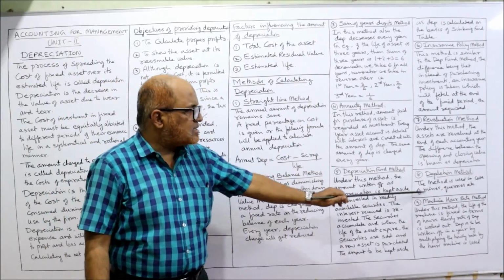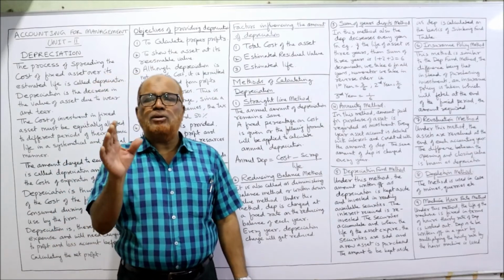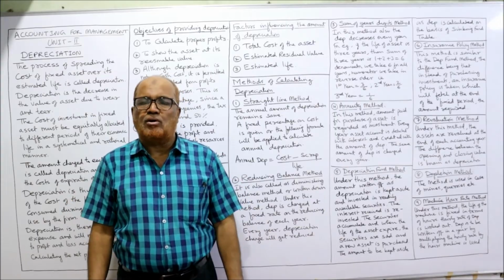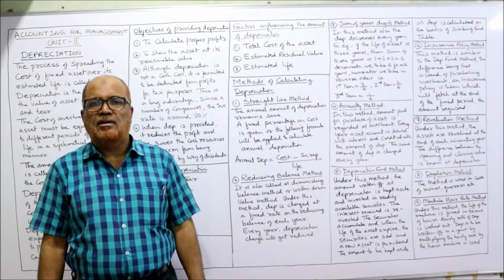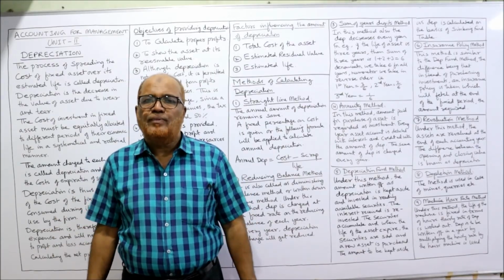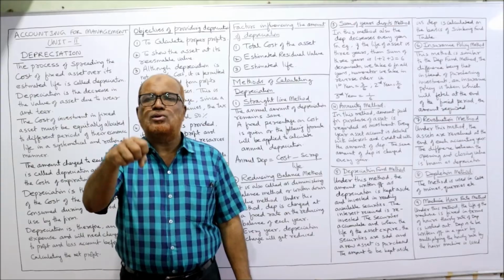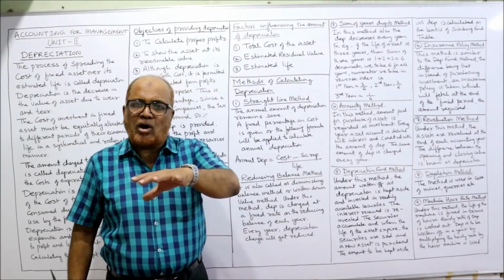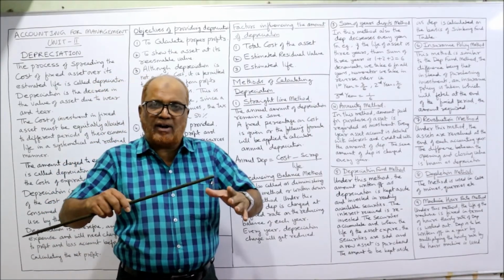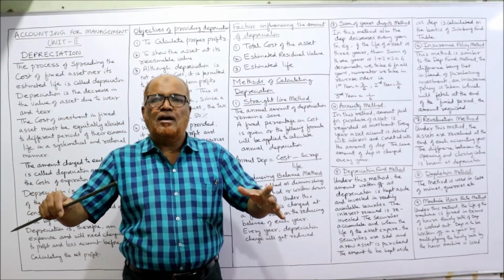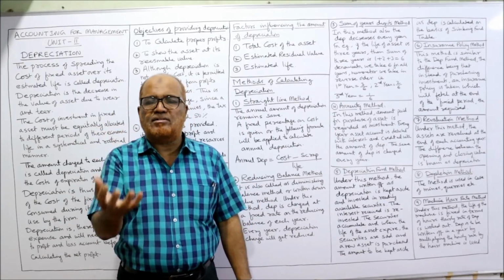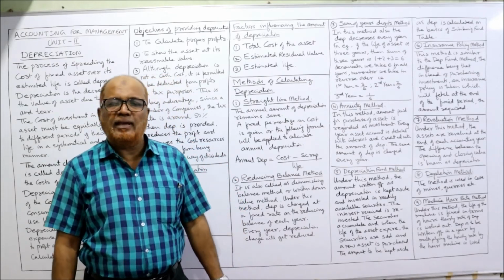Next one is depletion method. Depletion method is a method which is applied for wasting assets or natural resources like coal mines, oil fields, stone quarries. From these things, natural resources are extracted. That means the cost of the asset will be divided in so and so number of years regarding how much material we have extracted, how much coal we have extracted, how much oil we have extracted, like that.